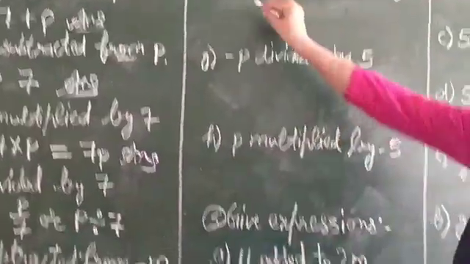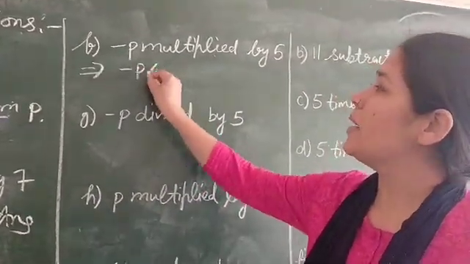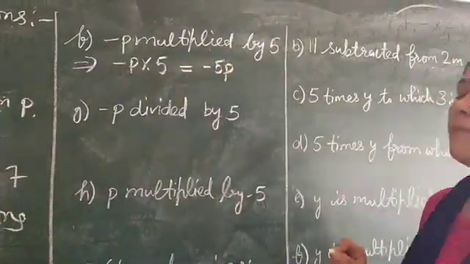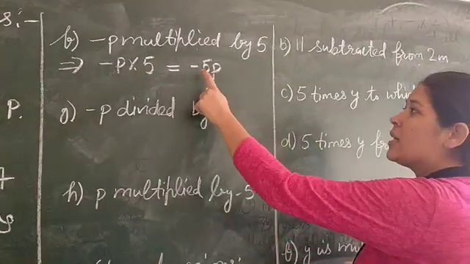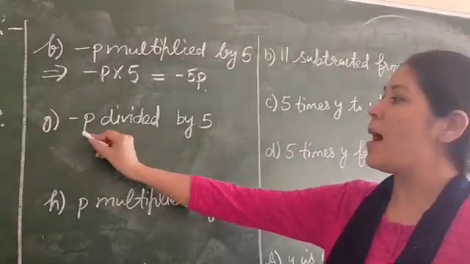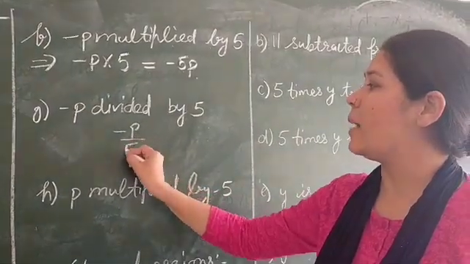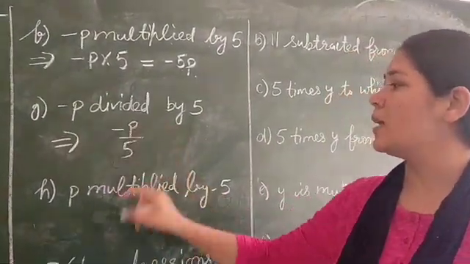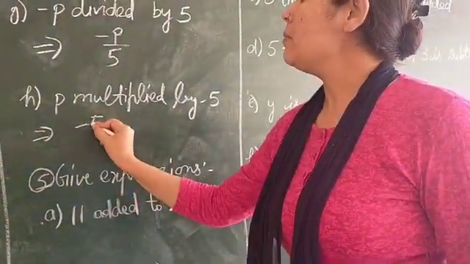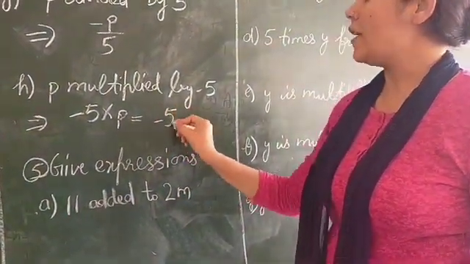Now, F part is minus P multiplied by 5. So, it will be minus 5P. When you are multiplying number and variable, put number first, then write the variable. Minus P divided by 5. Next, P multiplied by minus 5, it will be minus 5P.